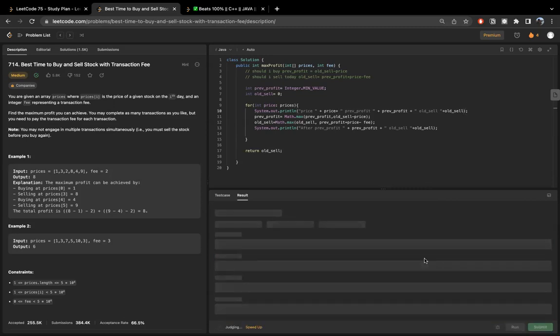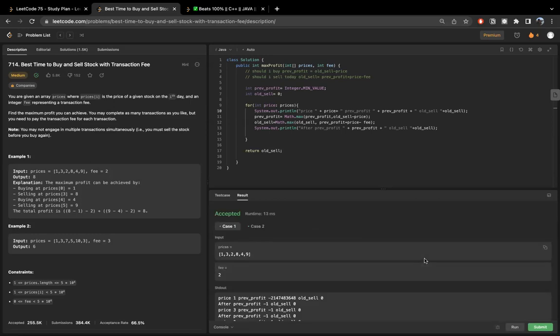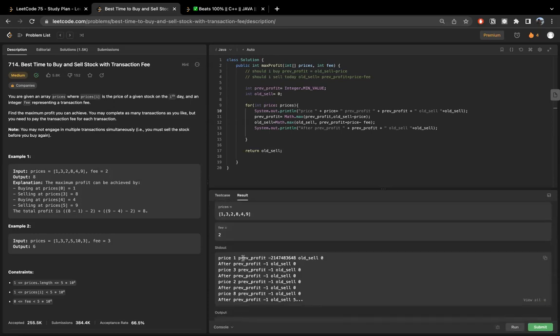So let us see. If you see at the first price, your previous profit was indefinitely negative and your old sell was 0. So what will happen to your previous profit? It will be -1. Why? Because 0 minus price. Now, what is your old sell? Your old sell will be 0 even after that, because this is the maximum you can get right now. You cannot get anything, because if you do something else, you will have to pay a fee and it will be negative.